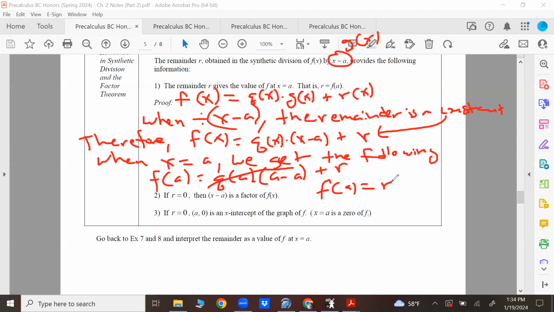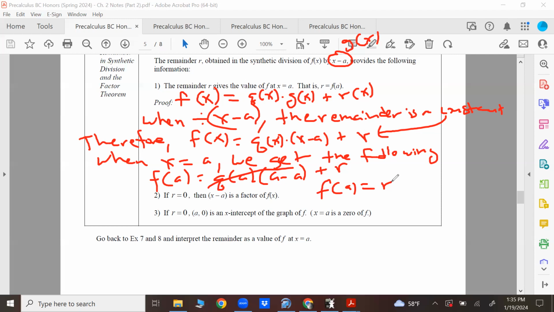So whenever you divide some functions, some wacky function, any finite function, the remainder you get is the same thing as f of a. f of a is the remainder. So this is the proof of the remainder theorem. Now, if the remainder is 0, then x minus a is a factor, right? Also, a comma 0 will be an x-intercept of the graph of f.